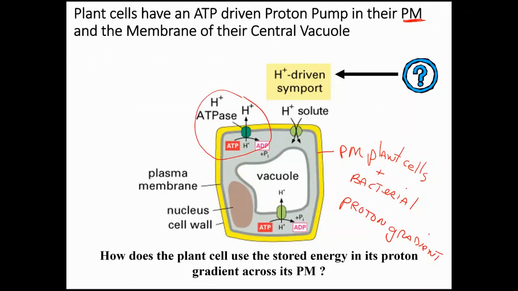And why do they do that? They pump out the hydrogen protons, cause a membrane potential, cause a proton gradient to form across the plasma membrane. And then instead of using a sodium-driven symport to bring in solutes against the concentration gradient, they bring in solutes based upon what? The proton-driven symports.